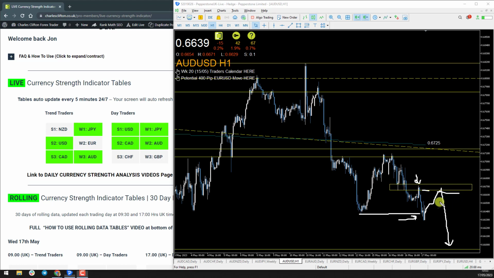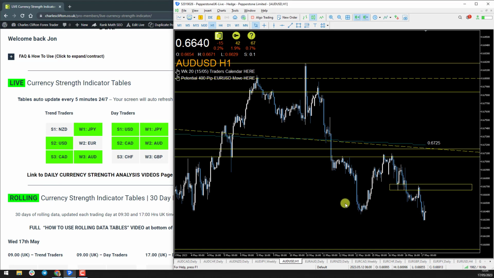So what I've done is I've set alerts around that point, and I'm looking to see if price can trade back to it for a potential downside short selling opportunity there on Aussie US dollar, as long as it remains on our day traders table here, because that's where the momentum is in the market at the moment.